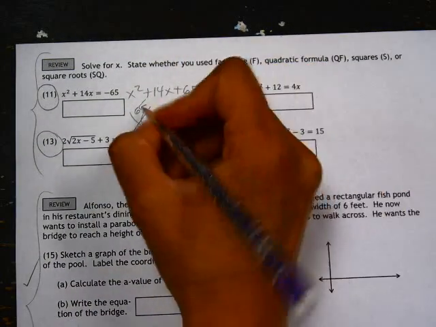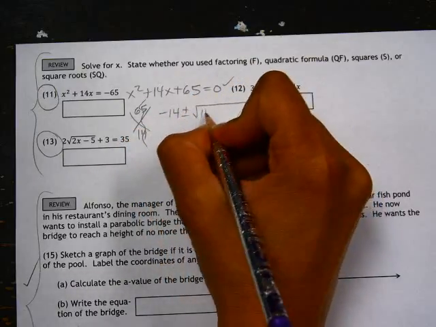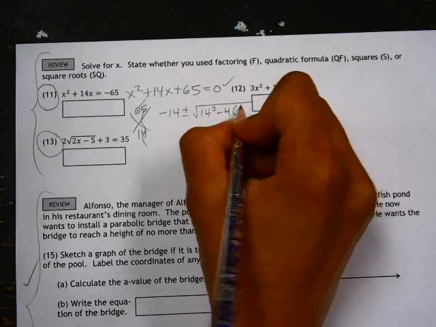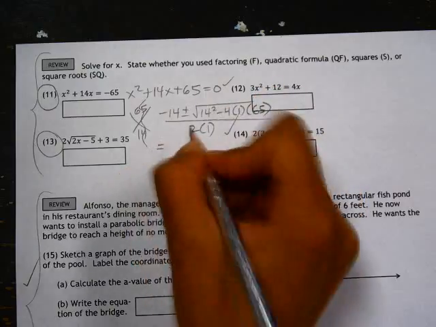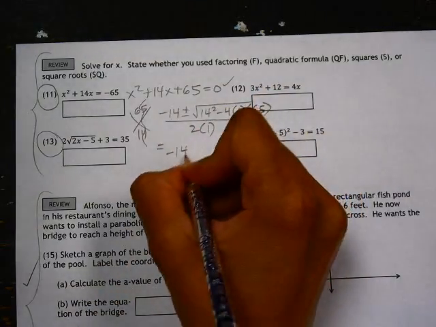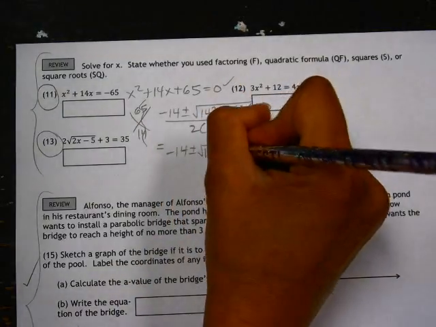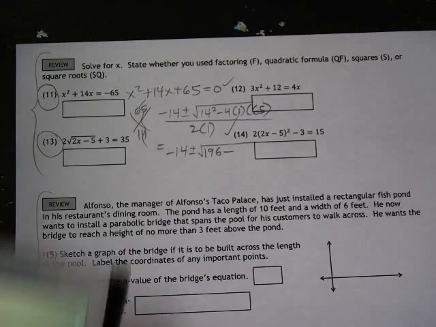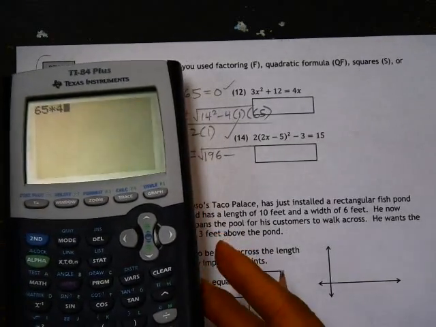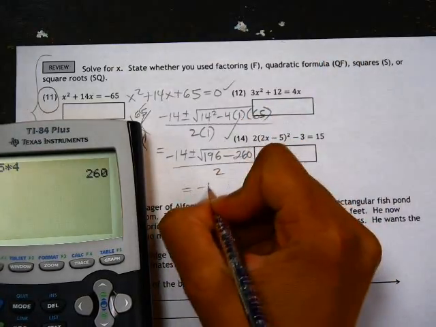So negative b plus or minus the square root of b squared minus 4ac, over 2a. So simplifying that, 14 squared is 196, minus 65 times 4, which is equal to 260, and then divided by 2.